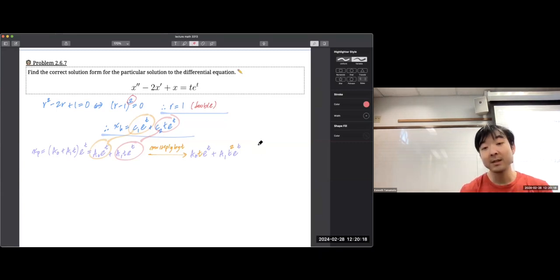So does this one still have issues? Yes, because now this one doesn't match, but this one does. So this, if you plugged it in, will give you a straight up false statement because 0 equals t to the t. This one will likely give you a contradiction for one of the coefficients. So we'll have to multiply by t again.